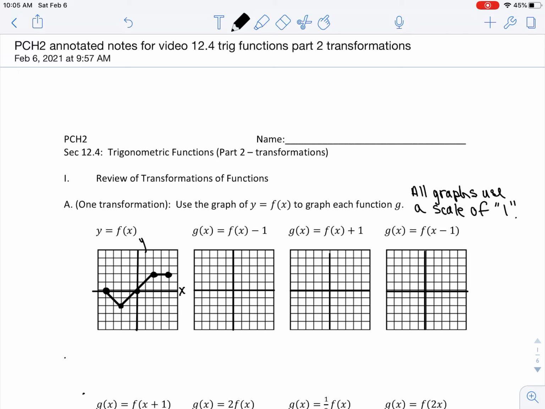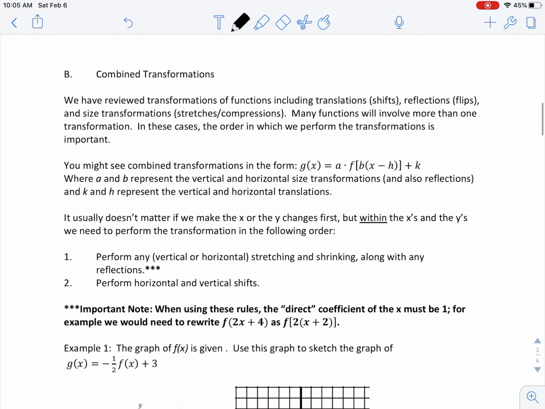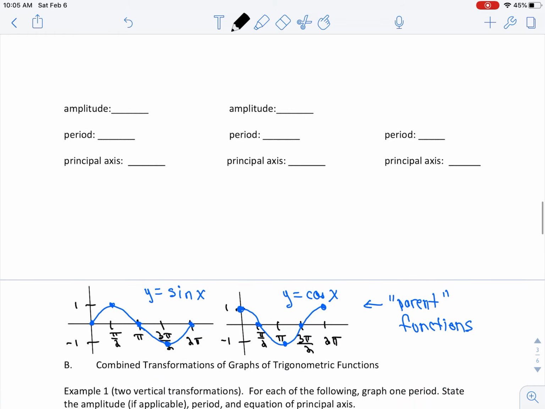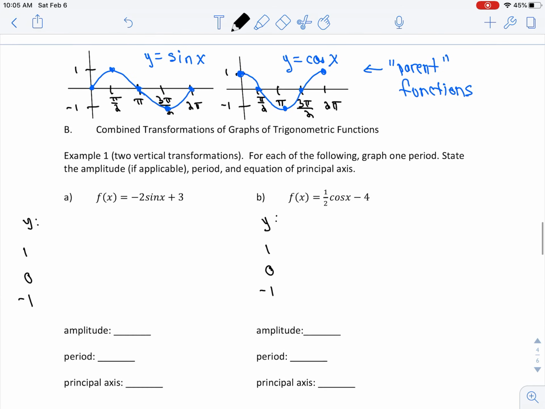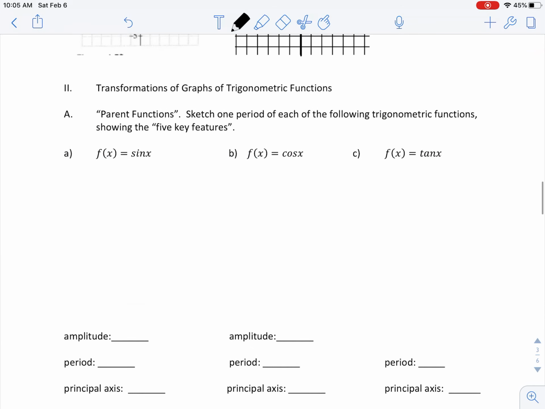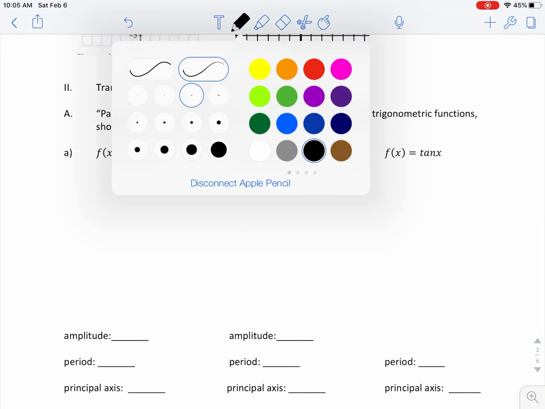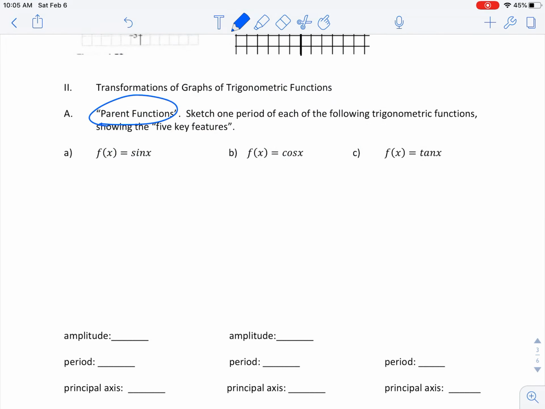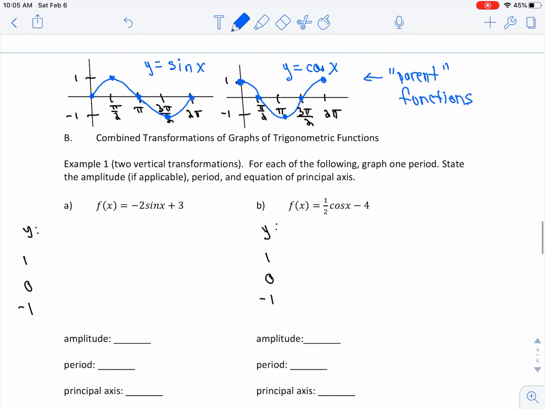In this series of videos, I'm going to walk you through pages 4 through 6 of this handout. We've already finished up the first 3 pages in class, so I'm not going to go back over that again. But we're going to start at this page right here. We've already talked about the parent functions for sine, cosine, and tangent. And so I'm going to start with these examples.